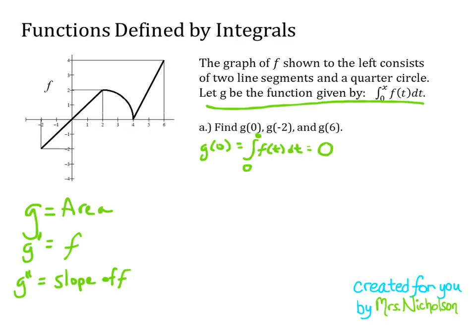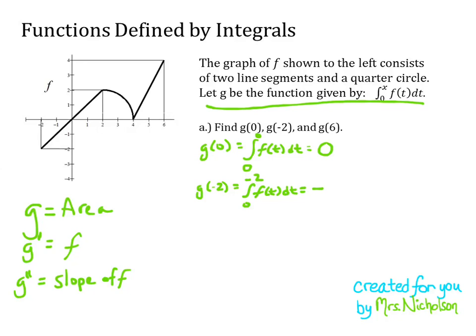G of negative 2 is equal to the integral from 0 to negative 2. And notice that our lower limit there is higher than our upper limit, which means we're going in the backwards direction. And so whatever area I get, remember that G equals the area, but whatever area I get, it's going to be negative because I'm going backwards.